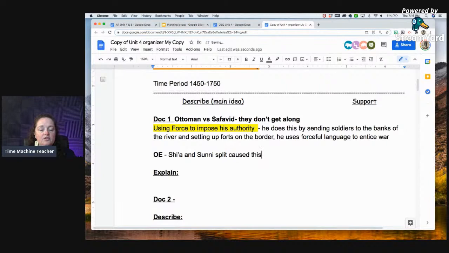I would just make a little note to myself that that's what my outside evidence could be. And then that way, when I'm ready to write it, I have that information. Now, let's look at our document real quick.